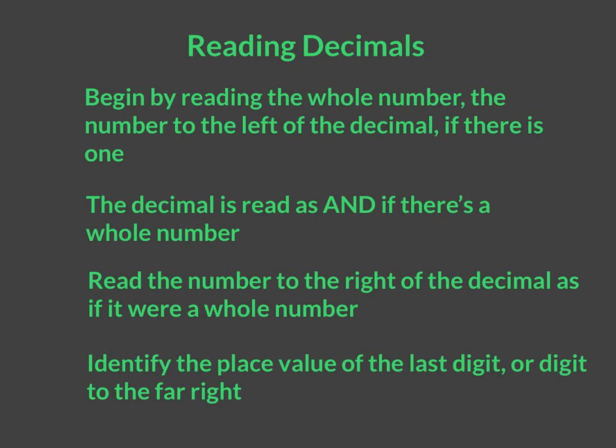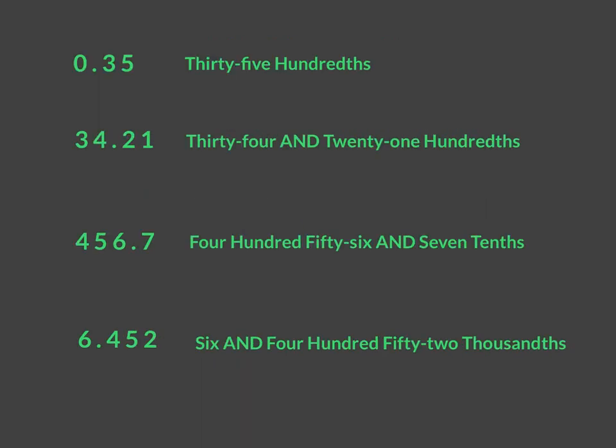Reading decimals. Begin by reading the whole number, the number to the left of the decimal, if there is one. The decimal is read as "and" if there's a whole number. Read the number to the right of the decimal as if it were a whole number. Identify the place value of the last digit, or the digit to the far right. Let's look at a few examples and read them together.